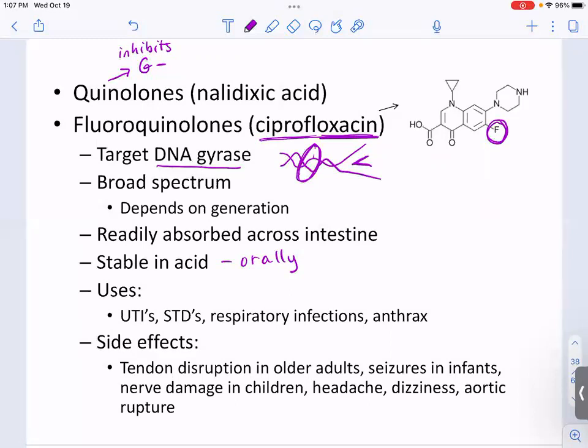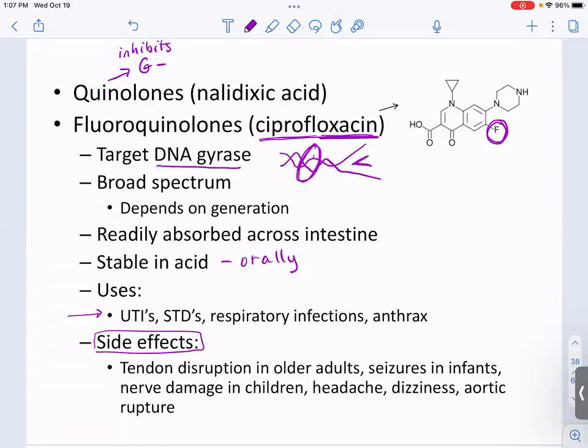We could use this pretty much on any infection because it is so broad spectrum, but we usually reserve it for infections that are a little bit more serious when other drugs haven't worked first. Anthrax, respiratory infections. Again, usually when something else hasn't worked first, then we might prescribe a fluoroquinolone, because there are some rare but nastier side effects associated with these drugs.